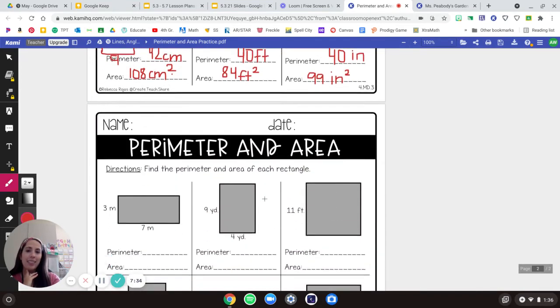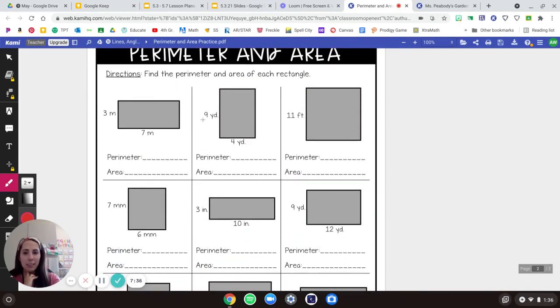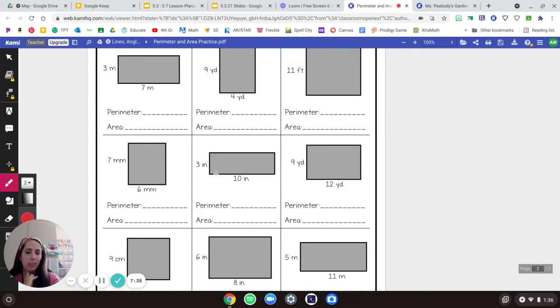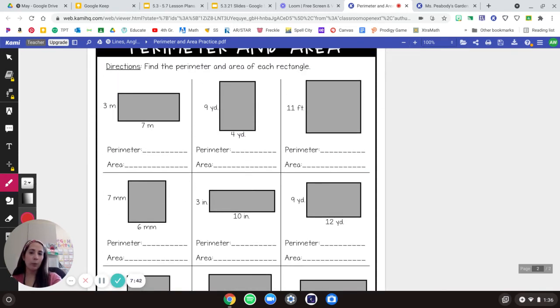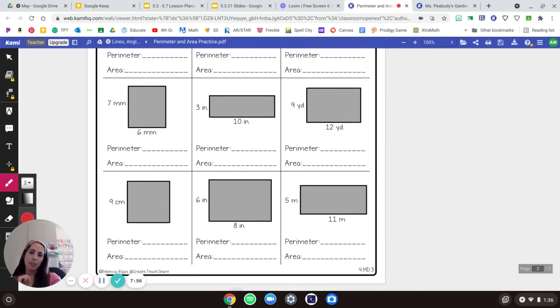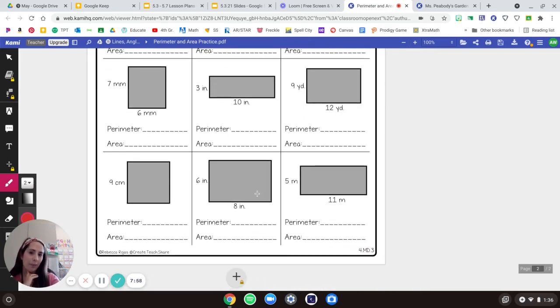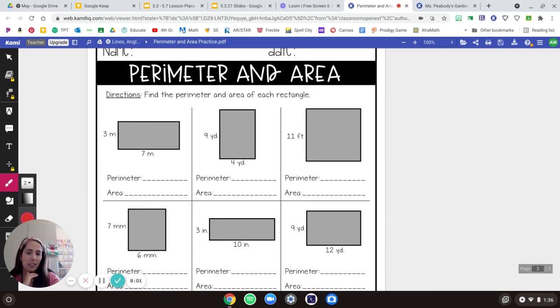Good. All right, so you try this back page with 1, 2, 3, 4, 5, 6, 7, 8, 9. You pause the video while you figure out the perimeter and area for each of these. There are 2 tricky ones where they only give you one number though. Think through, why did they only give you one number? What do you know about that shape? Okay, same thing down here. All right, so pause the video while you work on those.